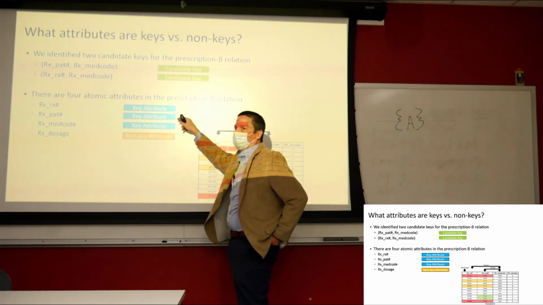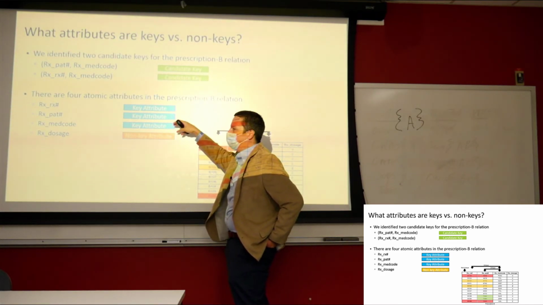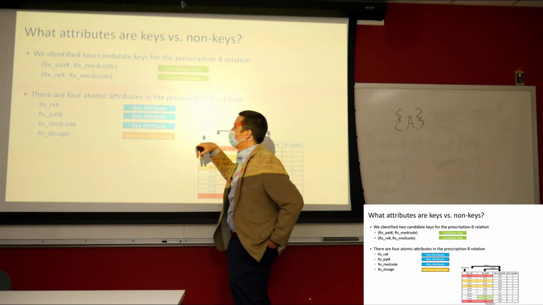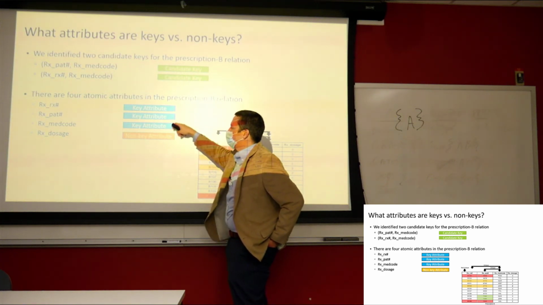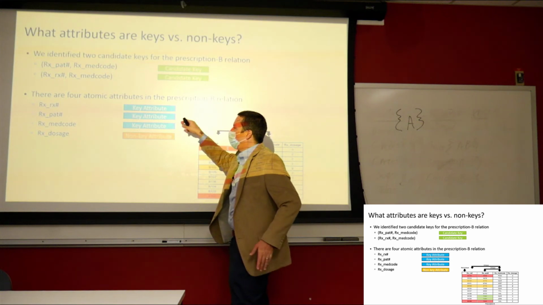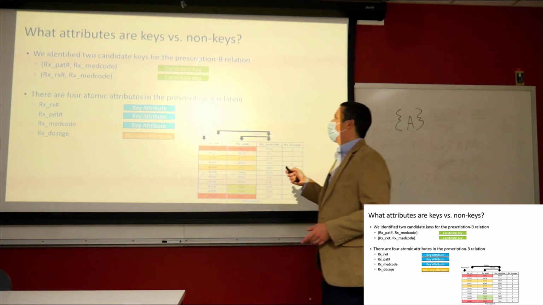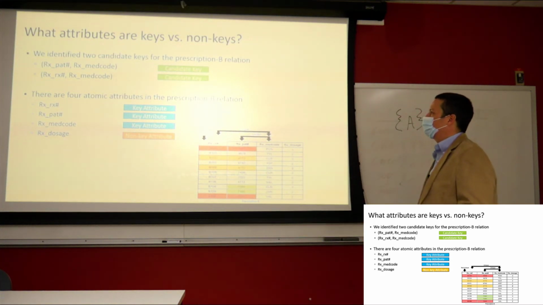So in fact, we don't have any atomic candidate keys in this relation, right? We just have these 3 attributes that are all 3 proper subsets of one or more of these candidate keys that we have identified.